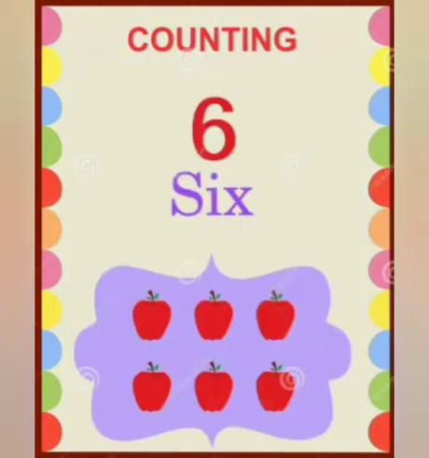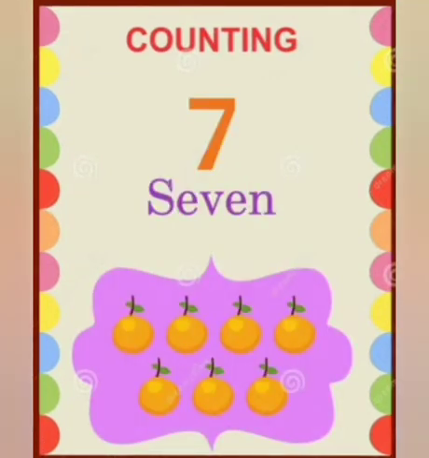After 5, which number comes? 6. 6 apples. How many apples are there, playgroup? 6. 6 apples. Very good. After 6, which number comes?